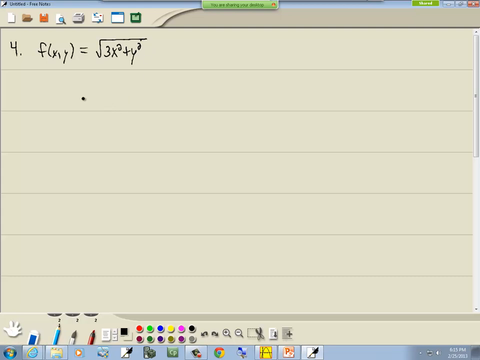Now sometimes when you're working these problems, some of them you use the formula, and some of them just common sense kind of tells you what the answer is going to be. So we'll see that with this problem.